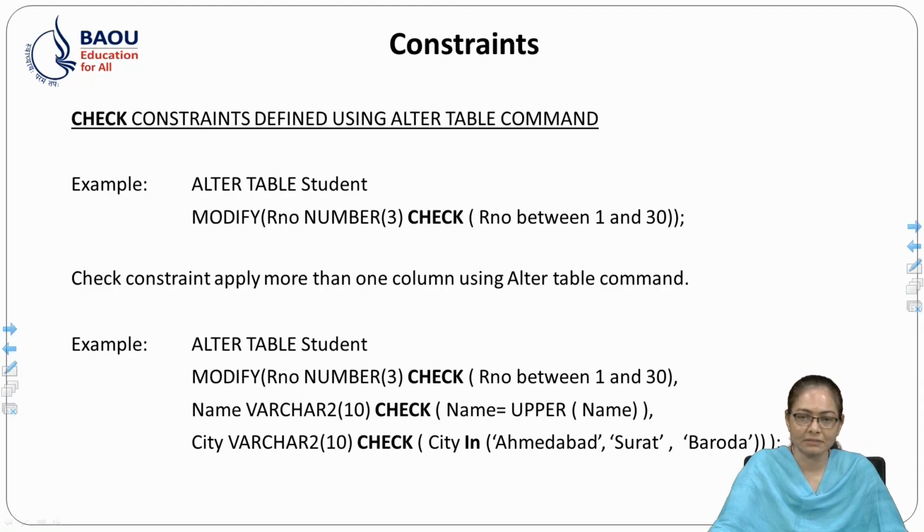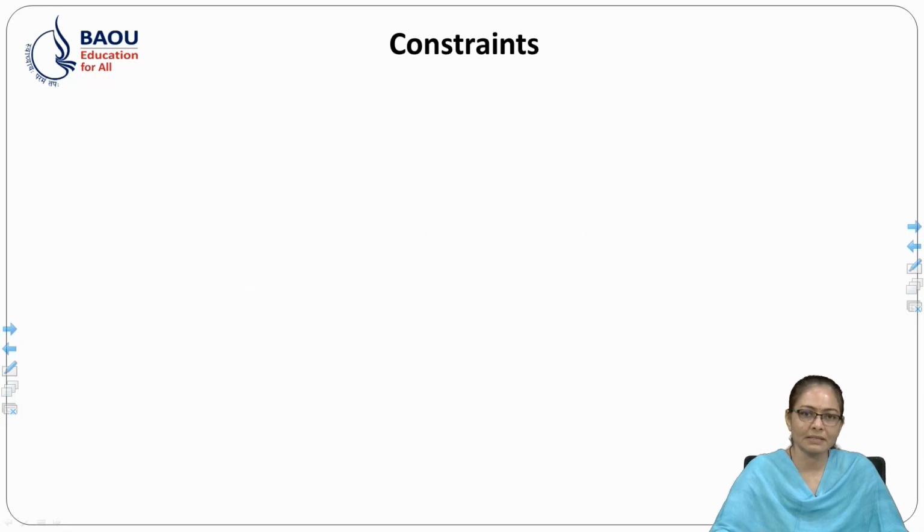Here we insert the data into the name column, then it will convert into uppercase letters and be stored in the name column. Now city, we define that the city column contains only 3 cities, Ahmedabad, Surat and Baroda. So we define the check constraint, check in the bracket city and then in, then in brackets Ahmedabad, Surat and Baroda. So here the city column contains only 3 cities, Ahmedabad, Surat and Baroda only. If we define not in, it would be the opposite.